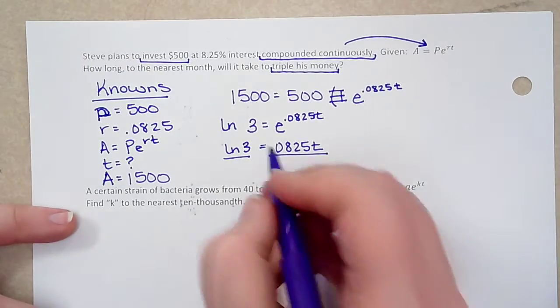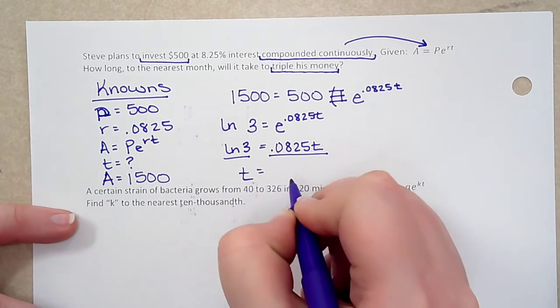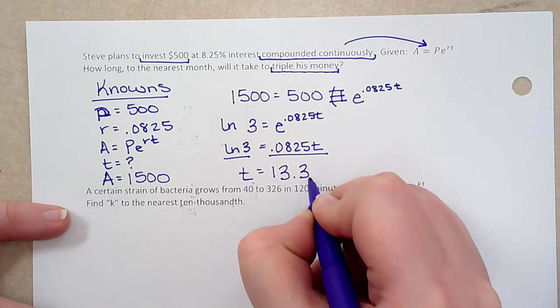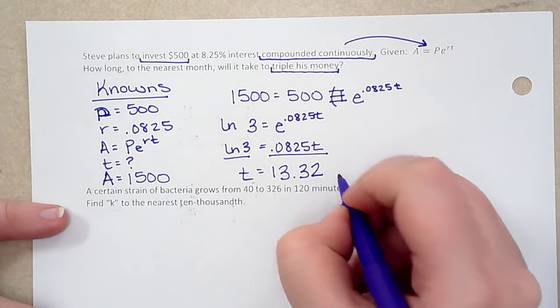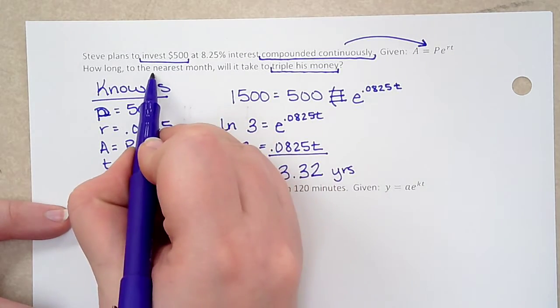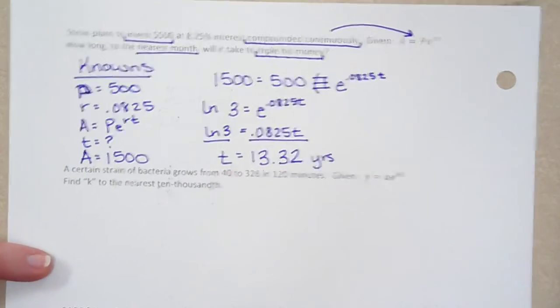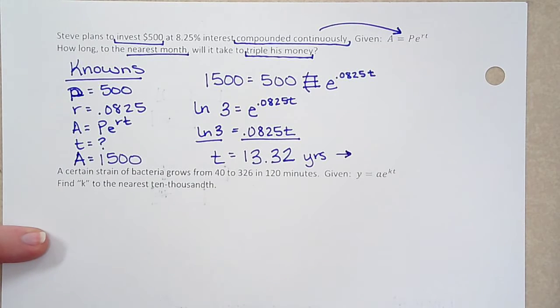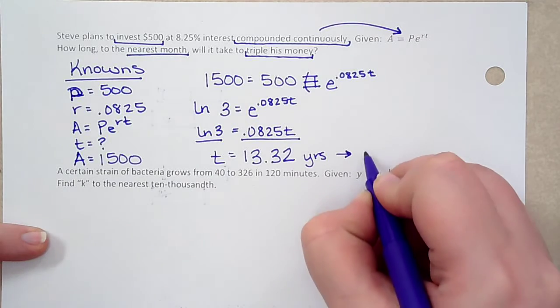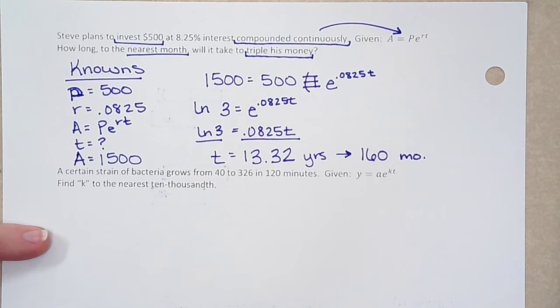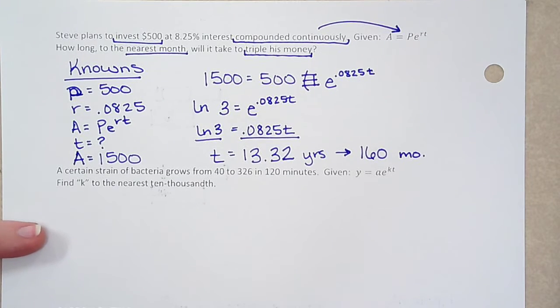When we calculate that, we get t is equal to 13.32 years. However, if we look at the original question, it does say to the nearest month. So if I want that to the nearest month, I have to take my answer and multiply by 12. Once I do that, I'm going to round that to 160. So it's going to take 160 months for his money to triple.